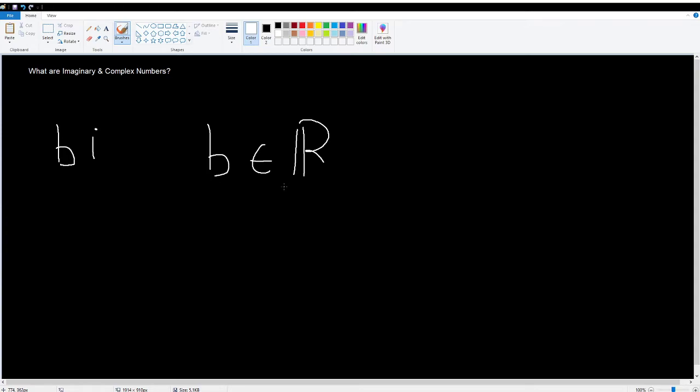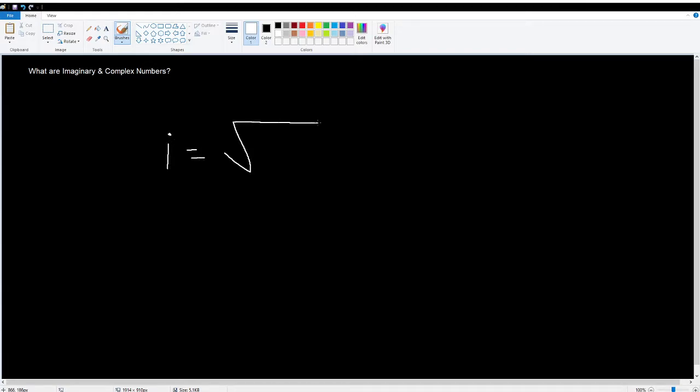Is that like a variable? What is it, right? So to put things into context, mathematicians are kind of stubborn, right? They always want to find a solution to a problem. And back then it was impossible to find the square root of a negative number, right? So i was invented, or I guess maybe discovered, in order to solve the square root of negative numbers, right? So i is equal to the square root of -1, okay?